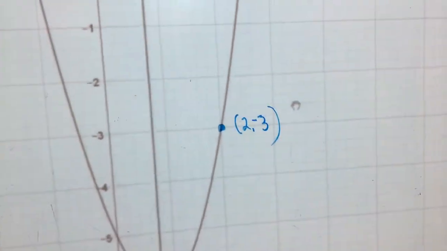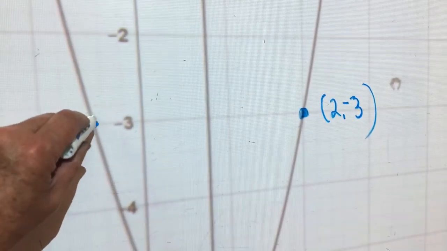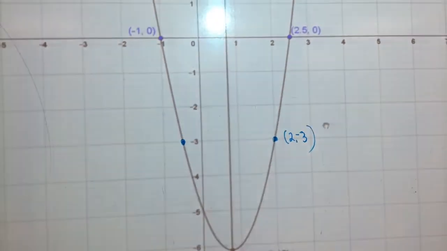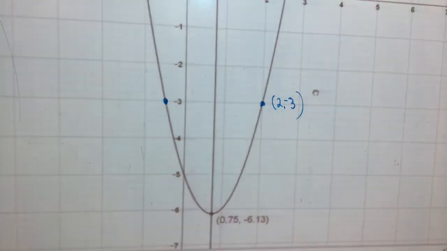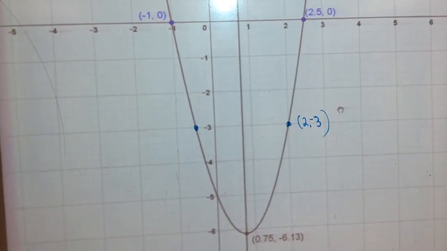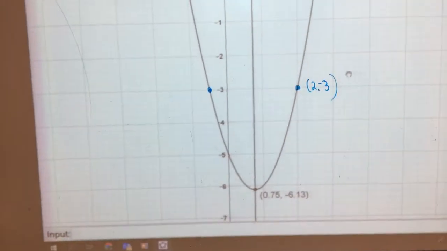Use your rules of symmetry. You can put another dot over here. Now, if you don't want to work with the fractions, don't. Go up to 3. Pick another point. But you can get your 5 points. Look at your graph. Plug them in. You can do this. It's not that hard.